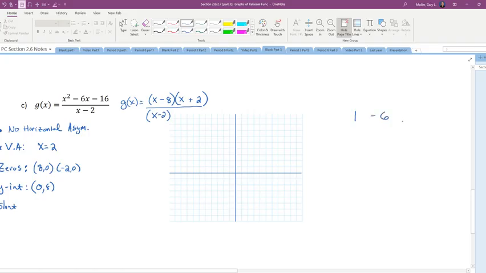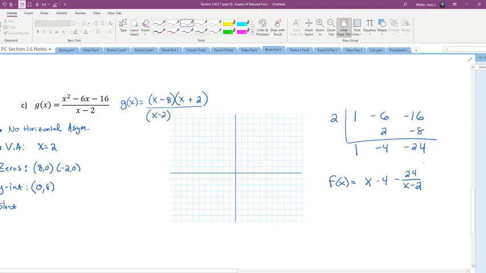1, negative 6, negative 16, and 2. So that's going to be negative 4. That's going to be negative 8, which is going to give us negative 24. So that means I can rewrite the function as x minus 4 minus 24 over x minus 2.